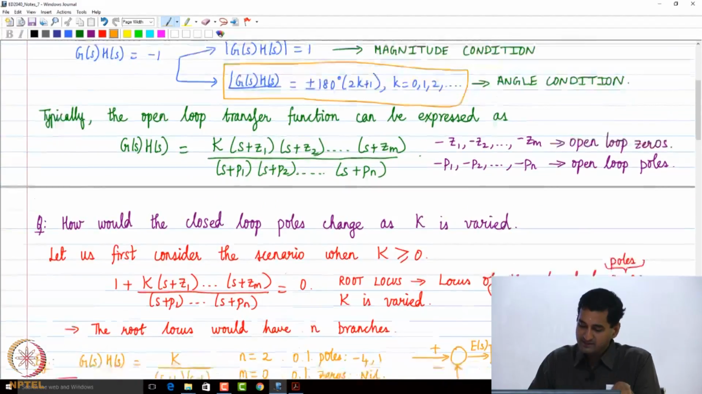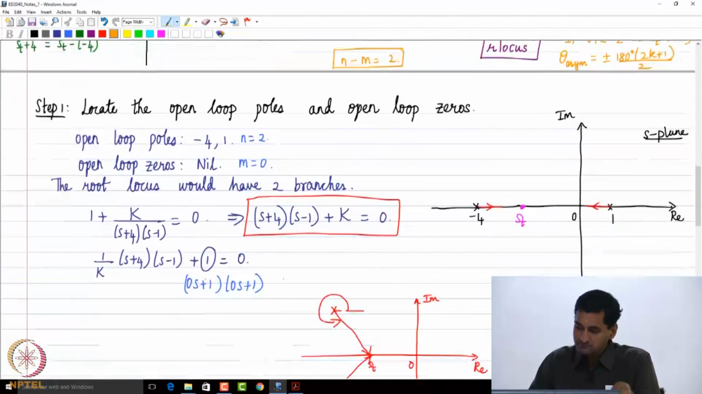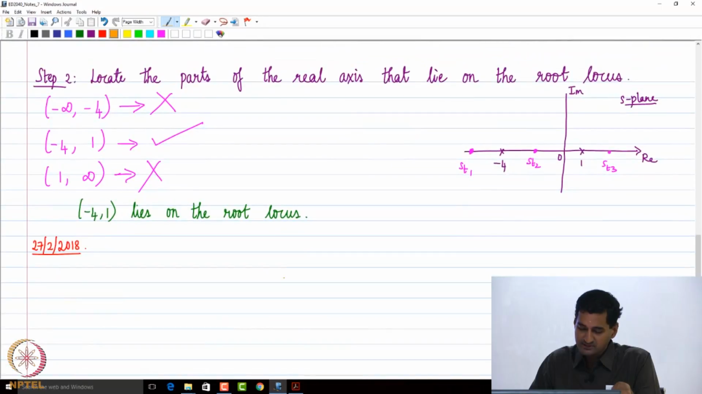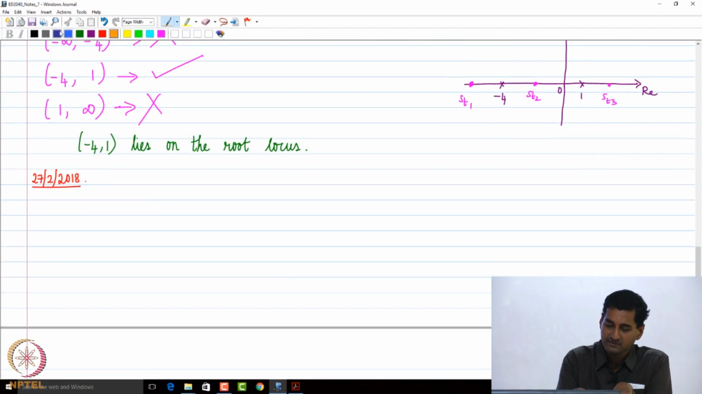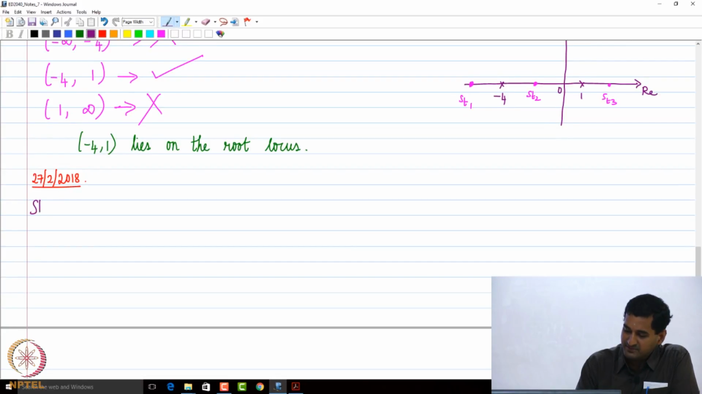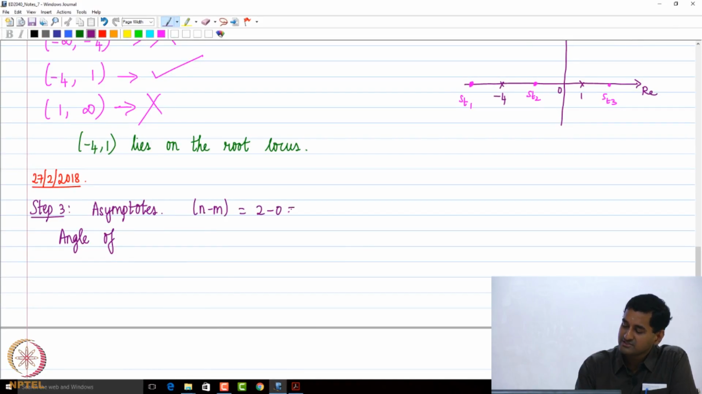So let me go back here. So step 3. If we start step 3 here, step 3 deals with the asymptotes, the evaluation of the asymptotes. So first of all, here in this problem n minus m is going to be equal to 2 minus 0, which is 2. So this implies that there are 2 asymptotes in this problem.